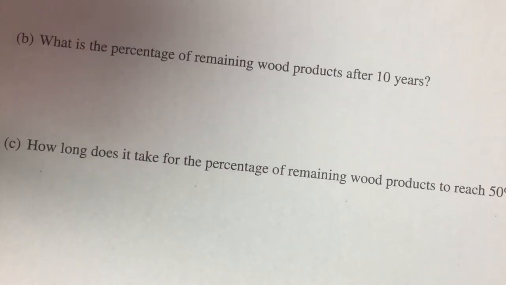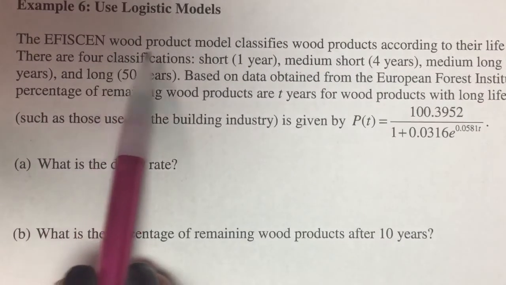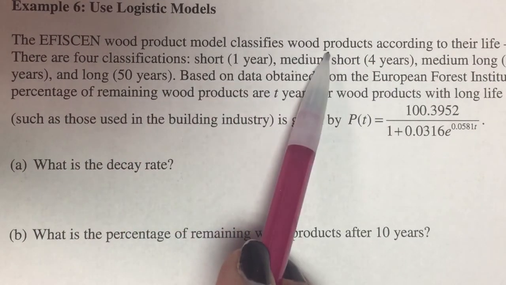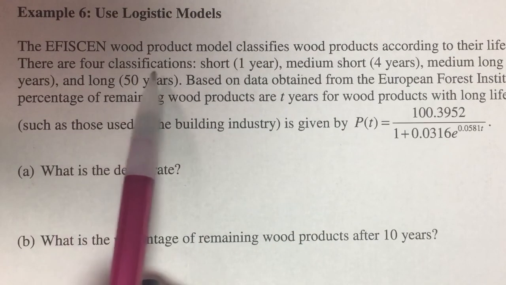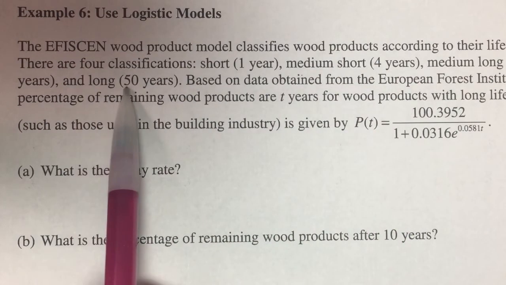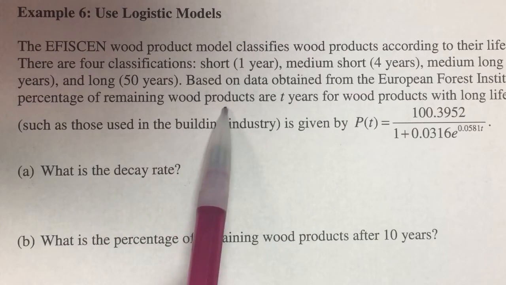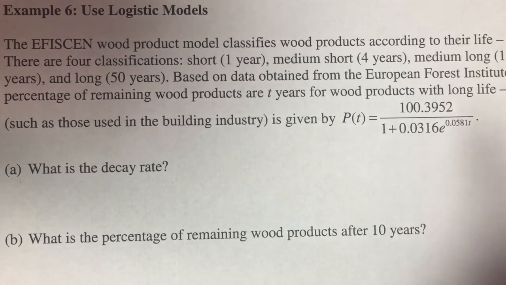All right, so here's our example that we're going to do here. There's going to be a lot of algebra, so let's get ready. This wood product model classifies wood products according to their lifespan. There are 4 classifications. Short is a year, medium short is 4 years, medium long is 16 years, and long is 50 years. Based on data obtained from the European Forest Institute, the percentage of remaining wood products after t years for wood products with long lifespans, such as those used in the building industry, because you want those to have obviously a long lifespan, is given by this function. Wow, look at that function.